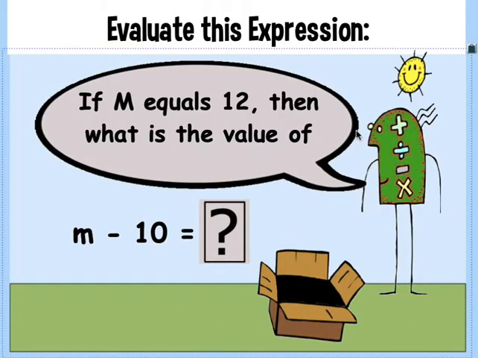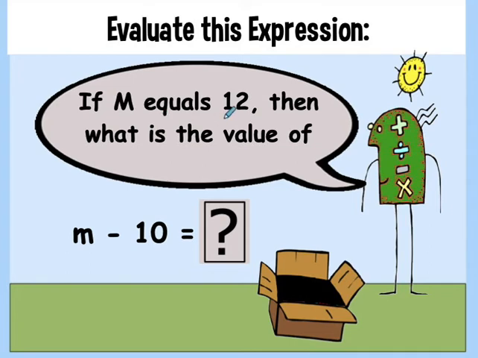Let's try another one. If m equals 12, then what is the value of m minus 10? Well, in our expression, m equals 12, so we replace the letter m with the number 12. We have 12 minus 10, and we know 12 minus 10 equals 2.